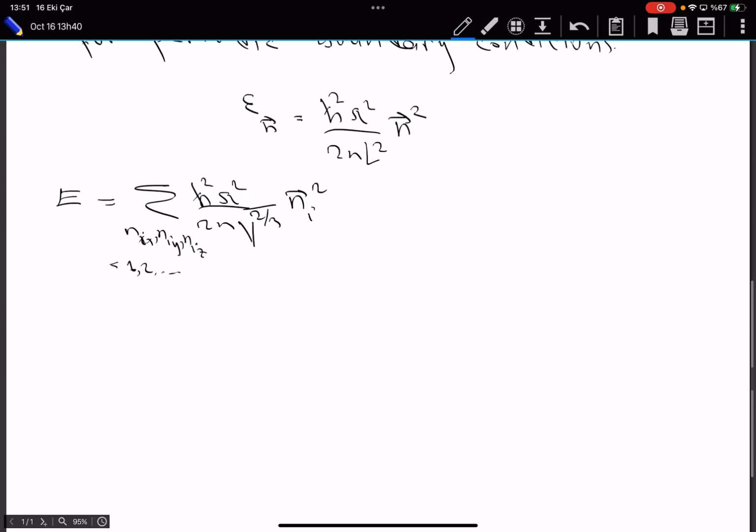Now, to see how we will proceed after this, let me write this in a slightly different form. h bar squared, pi squared, 2m and V are all constants. So this tells me that the sum of ni squared should be equal to 2m over h bar squared pi squared, times E times V to the 2/3.